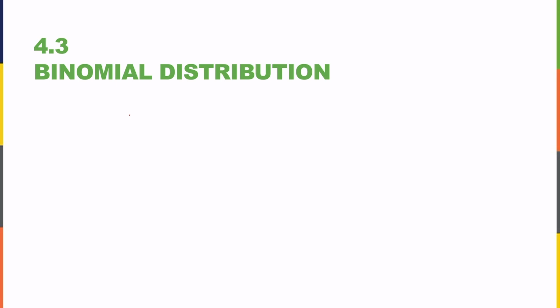Okay, hello everyone. So today we're going to be talking about 4.3 and 4.6. 4.3 is about binomial distribution. 4.6 is about the Poisson distribution. Both of these turn out very handy when it comes to sampling, and we'll see why that is.